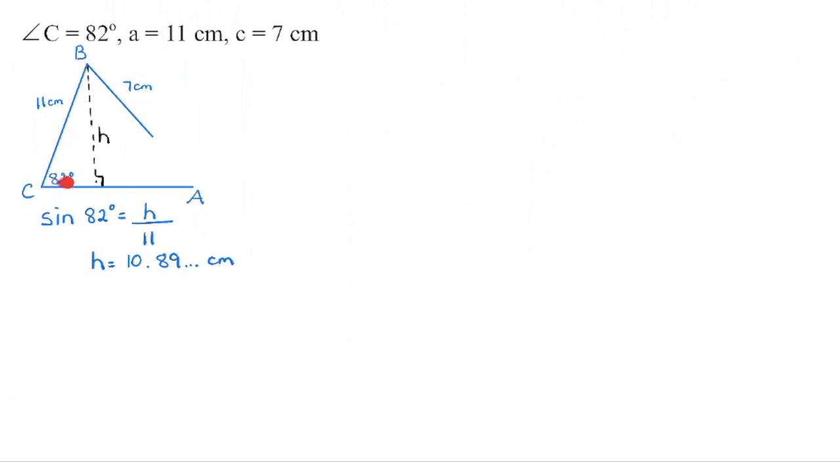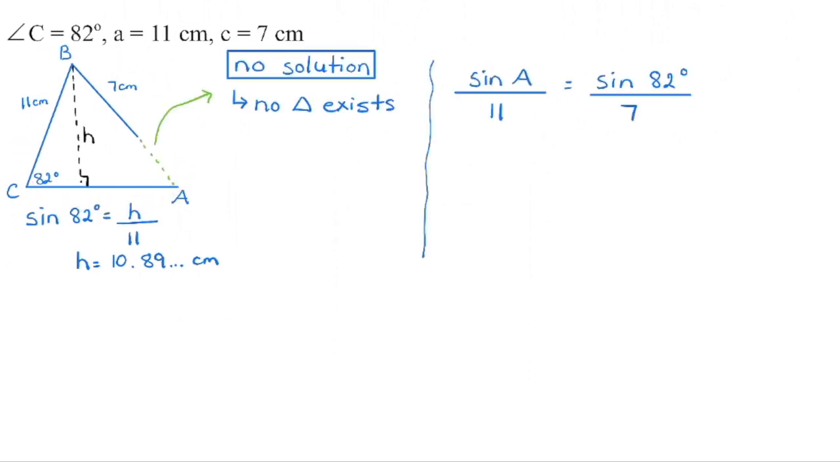When I calculate the height of this triangle using a primary trig ratio, so 82 degrees, we're looking for the opposite. We know the hypotenuse for that one. We end up with a height of 10.89 centimeters. So this is the longest side in this potential triangle, which means that our overall oblique triangle does not exist. There's no solution.